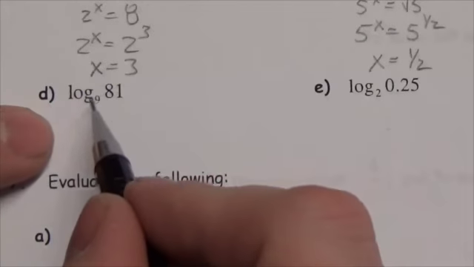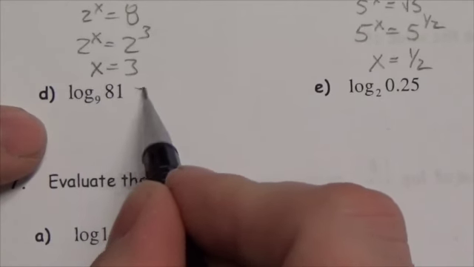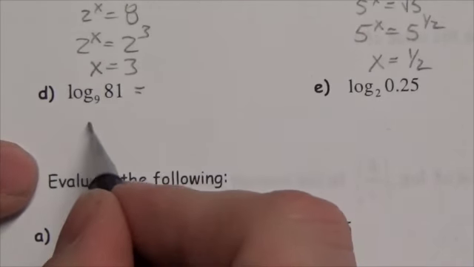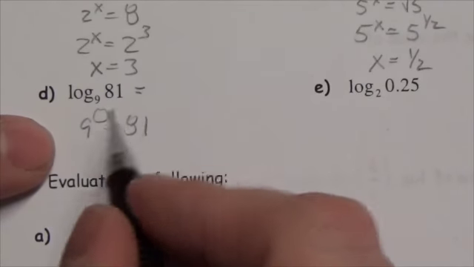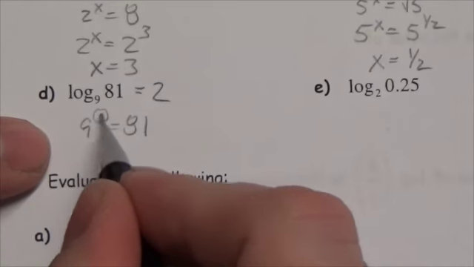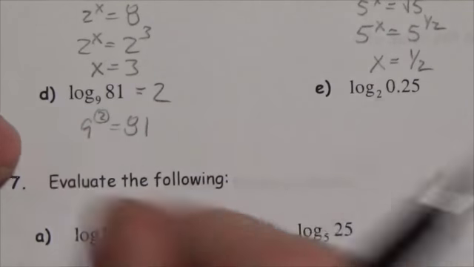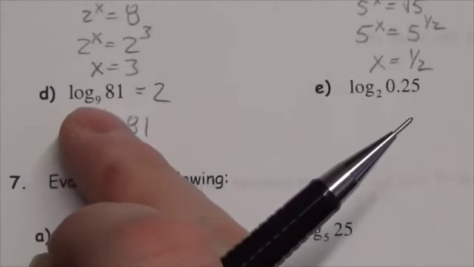Log base 9 of 81. Now let's start to move through this a little bit quicker. Log base 9 of 81 is equal to what? Well, the question is, 9 to what power is equal to 81? That's what this is asking for, and the answer is 2. 9 squared is 81. So log base 9 of 81 is 2.